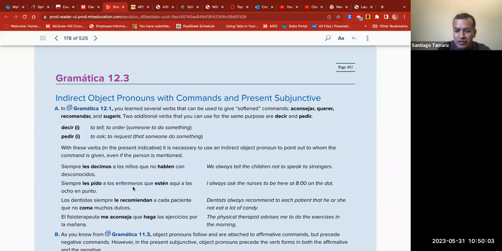Siempre les pido a los enfermeros que estén aquí a las 8 en punto. I always ask the nurses to be here at 8 on the dot. Les, indirect object pronoun. Los enfermeros, the indirect object itself.